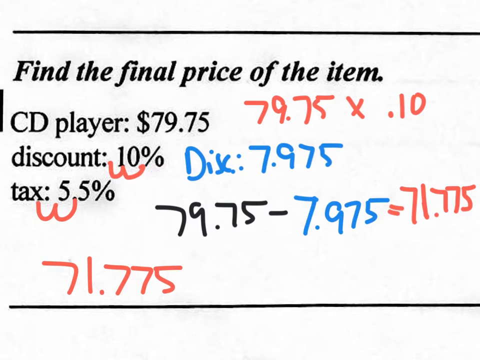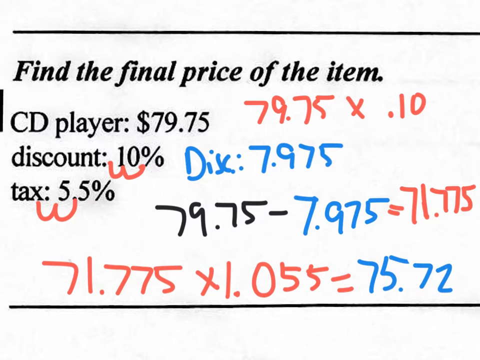So you need to change it to a decimal. So you're going to go times 0.055. Go ahead and do that on a calculator. And actually, let's throw in a 1 right in front of that decimal to get the final calculated price, which will be 75.72. So $75.72 is your final answer.